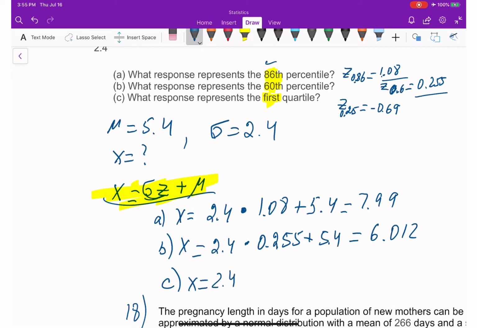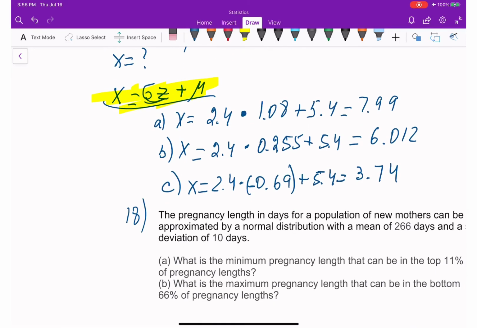How much is our z-score for 25%? First quartile is negative 0.69 and plus 5.4, and you will get 3.74. Okay?